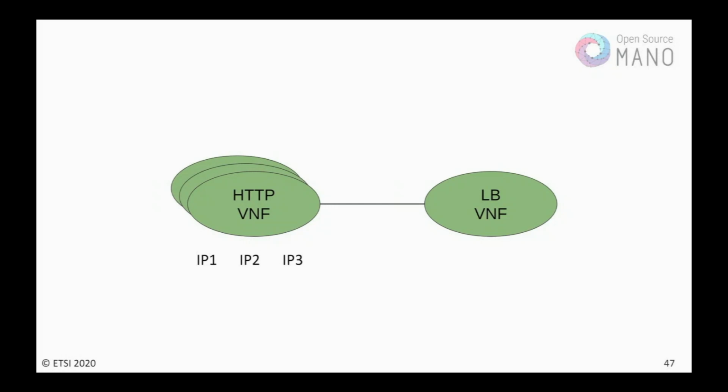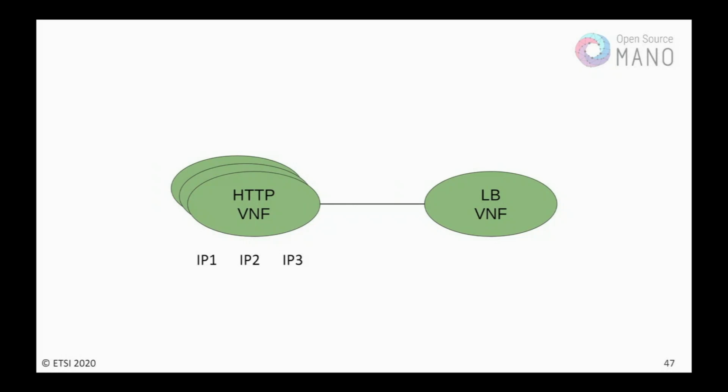But okay, so imagine that the VDUs are scaled to 3. Okay, so now we have 3 IPs. In this case, the relation will trigger some events, and each one of these units will add their IPs to the relation so that the load balancer is reconfigured and knows about those 3 IPs.